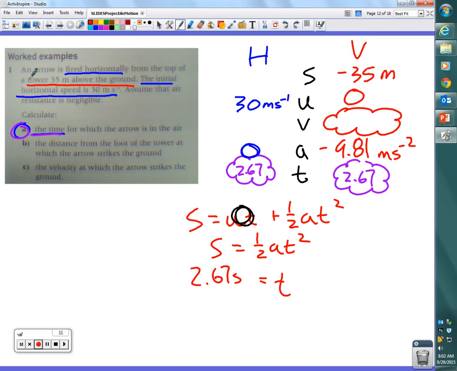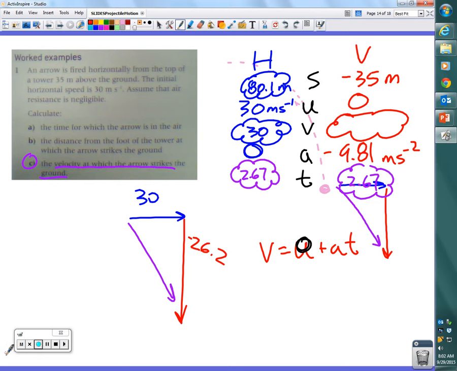Then at the end of class yesterday, we were talking about the idea that if we want to talk about some factor or some measurement of the motion at any particular moment in time, like letter C yesterday, where we talked about the velocity just before this arrow strikes the ground, we have to take into account both the horizontal and the vertical component of that motion, because we can't isolate one or the other. They're both happening at the same time.